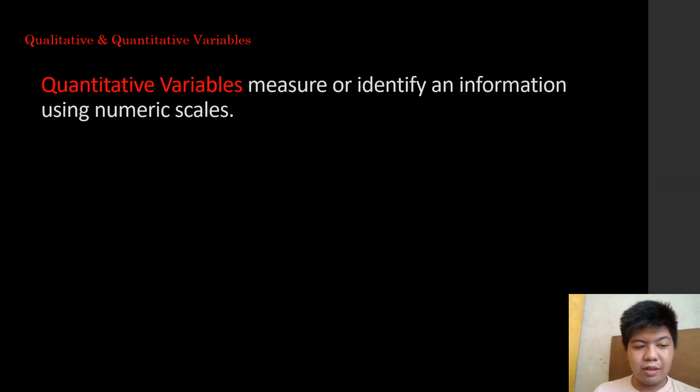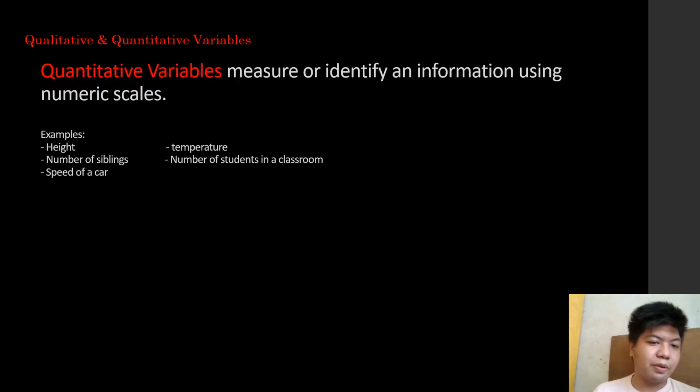to differentiate, quantitative variables measure or identify information using numerical scales. Meron na tayo ditong involved na numbers. Example, height. Height can be in centimeters, in inches, for example 2.5 meters or so on. Next is siblings. Siblings, kung may kapatid ka, kung ilan kapatid mo, like kung wala, 0, lalagay mo, kung meron, 1, 2, 3, 4, and so on.